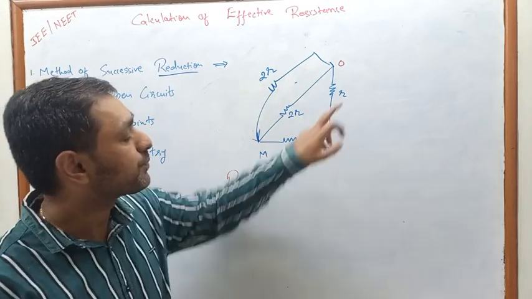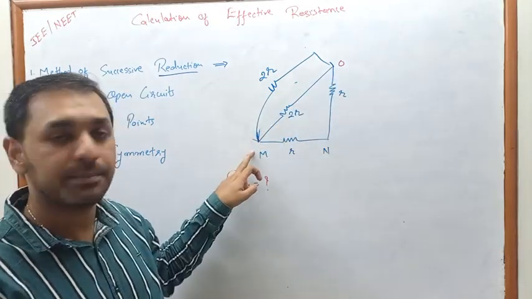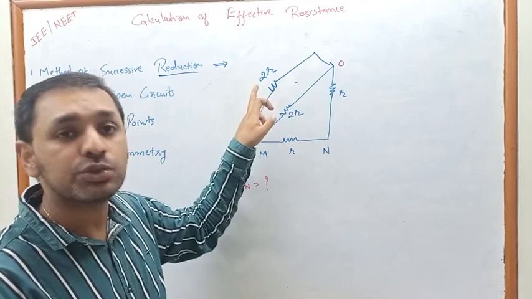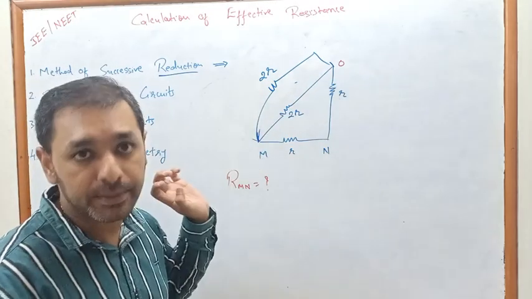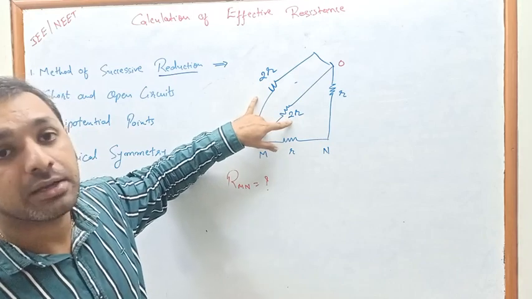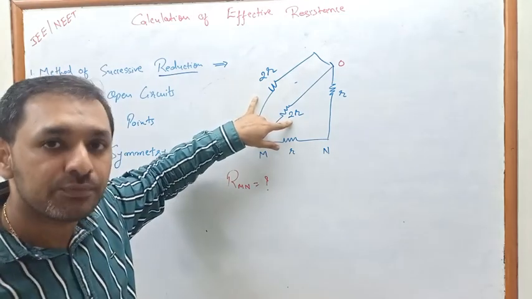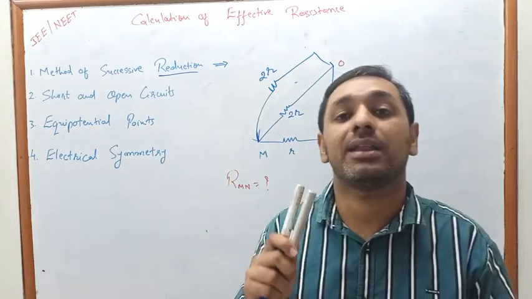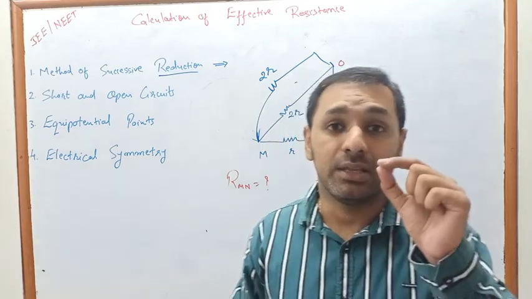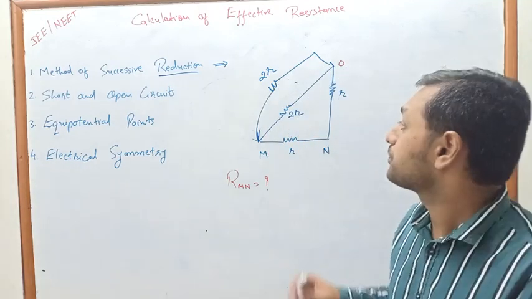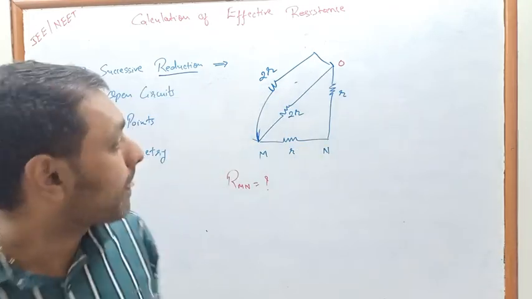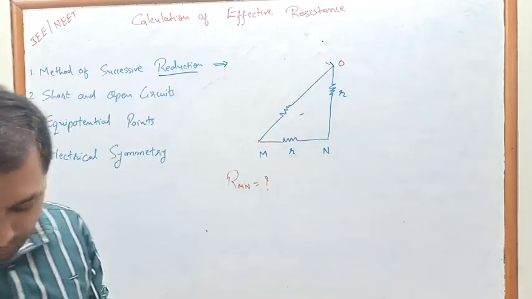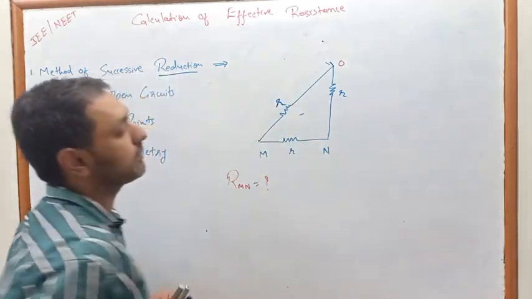Again the same thing will happen. Consider point O and point M. This 2R resistor is between points O and M, and this 2R resistor is also between points O and M. So these two are in parallel and they are of the same value. What is the rule? If two resistors of the same value are in parallel, the resultant will be half. So 2R and 2R, the resultant will be only R. So this is R.